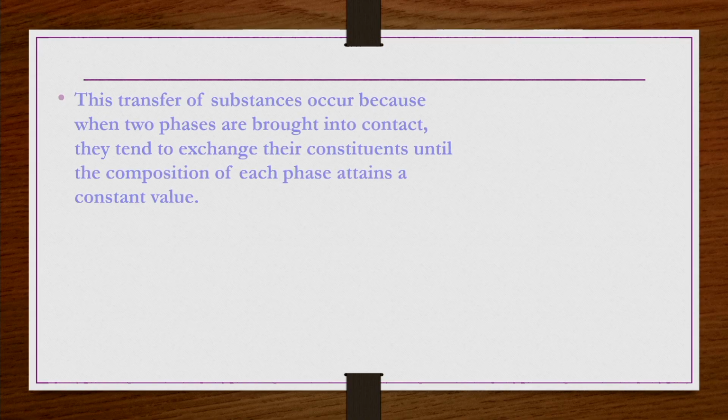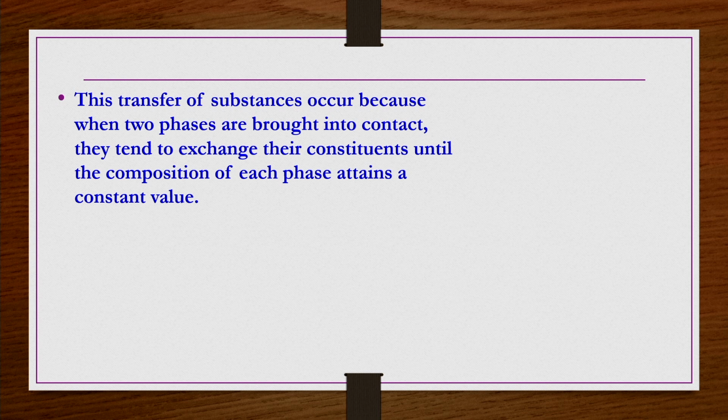Okay. So, this transfer of substances occurs because when two phases are brought into contact, they tend to exchange their constituents until the composition of each phase attains a constant value. So, the composition of the constituent that is being transferred from one phase to the other becomes constant in each phase, but they are not equal to each other. Okay. So, we will see some examples as well. This state means the phases are in equilibrium.